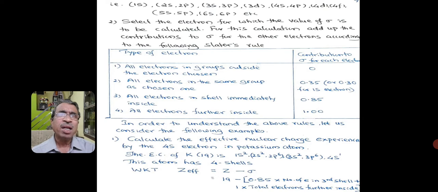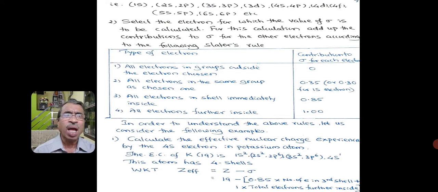So these are the 4 rules given by Slater, hence this is known as Slater's rule. Now, in order to understand the above rules, let us consider the following examples. Calculate the effective nuclear charge experienced by the 4s electron in potassium atom.